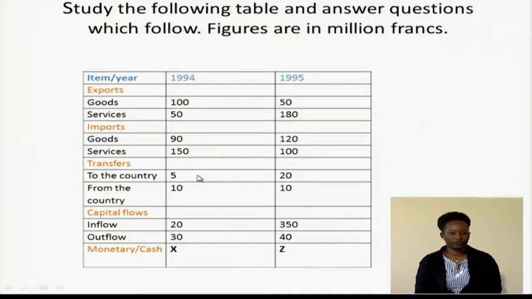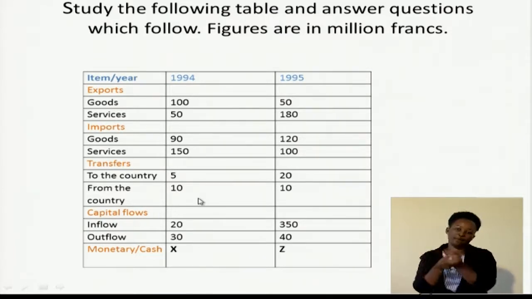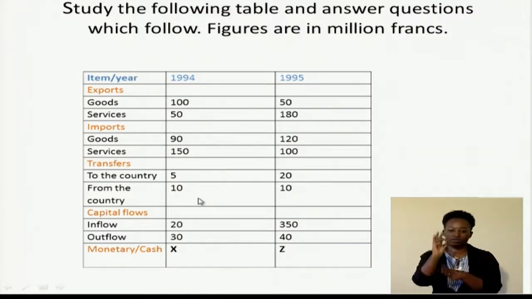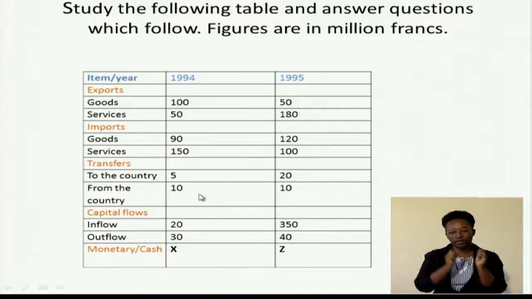We subtract transfers from the country. Transfers from the country, that is what a country gave out, like a country gave out a donation or a gift to other countries. That is a transfer out of the country. And from the country, in 1994, it is 10 million.